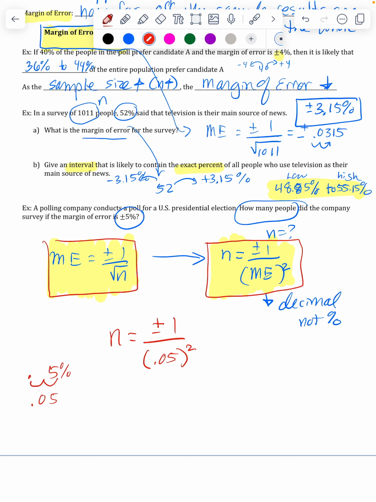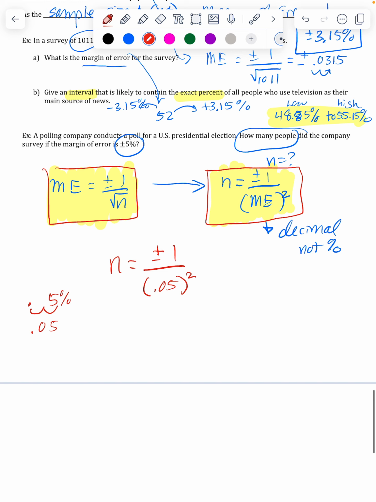So if you do that, you should end up with N equaling, I don't need a plus or minus here, because here I'm finding out the number of people, and that obviously isn't going to be a negative. So it's just saying, hey, how many people did you ask? And I would have asked, if you did this on your calculator, 400 people.